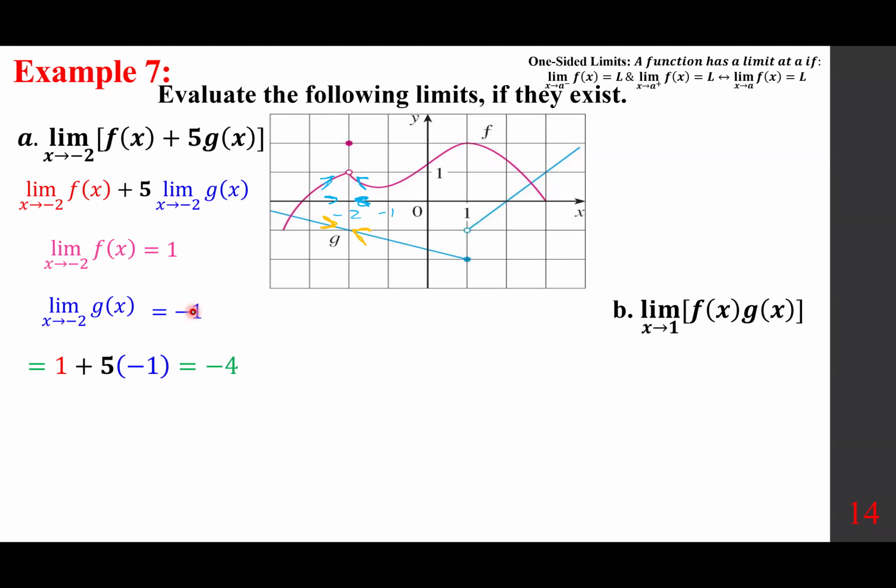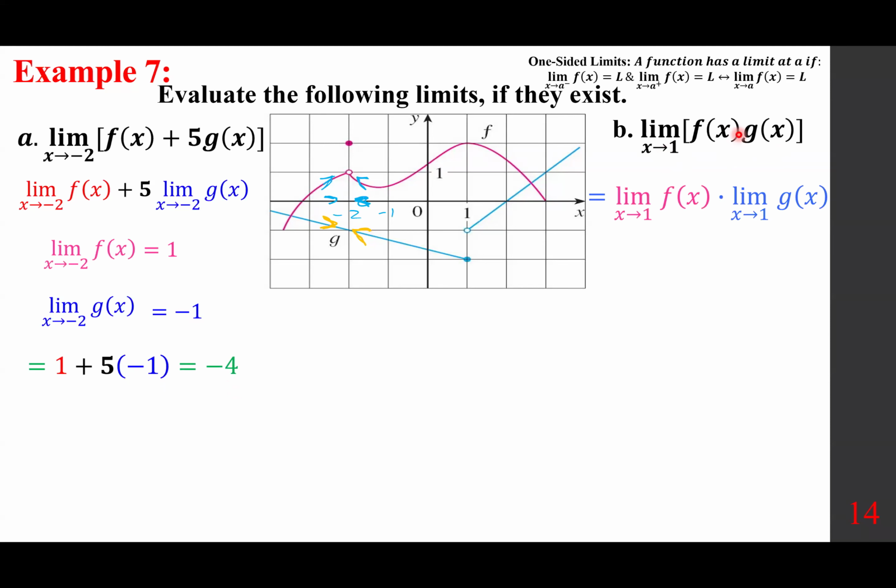Now, what about this? The limit of f of x times g of x as x approaches 1. Again, we do the same thing here. We use the limit laws to separate them into two pieces. In other words, the limit of a product is the product of the limits, and we're going to look at each piece, starting with this one.